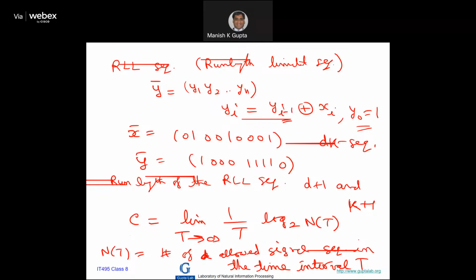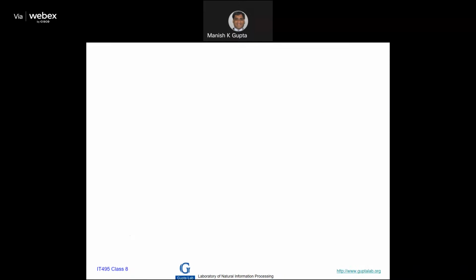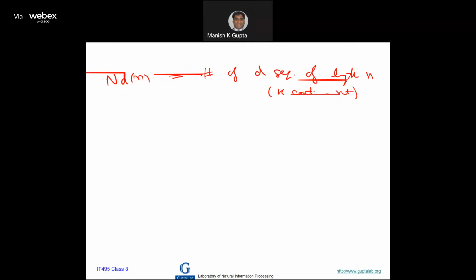Now again, we can simplify this formula if you take only D sequences. Suppose we drop the K condition, only D sequences. Suppose N_D(n) is the number of D sequences of length n. The K constraint is absent. Of course, you can count how many D sequences there are of length n one by one, but you require a formula for that. I'm just mentioning a result: N_D(n) is approximately C times lambda raised to the power n, where n is greater than or equal to 1, C is a constant, and lambda is known as the growth factor.